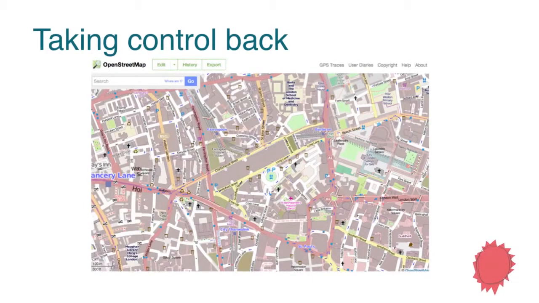We've come to the point now where everyone has a map in their phone, in their pocket. So it seems to make sense that the next step would be to actually have a map on your phone, in your pocket, that you can make, that you can edit. And that's what OpenStreetMap is about to some degree. It's about taking control back.